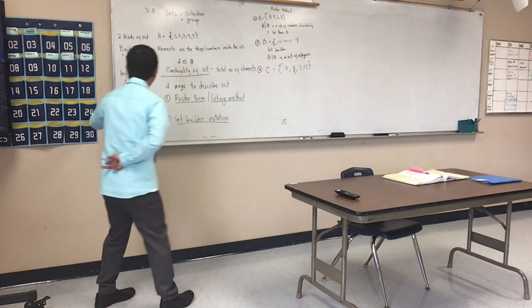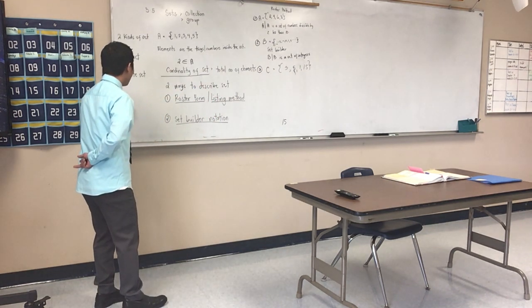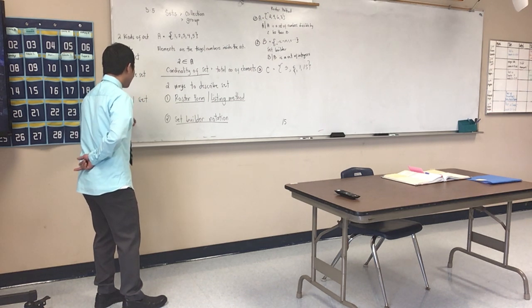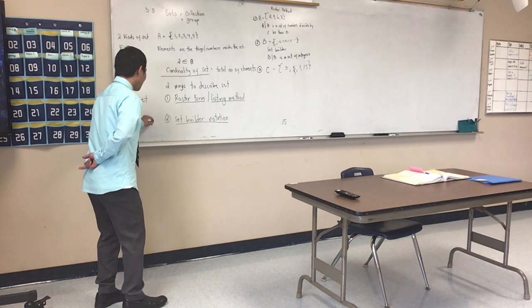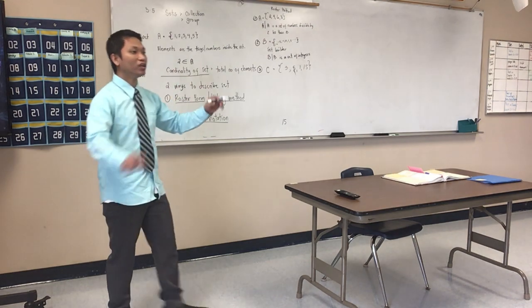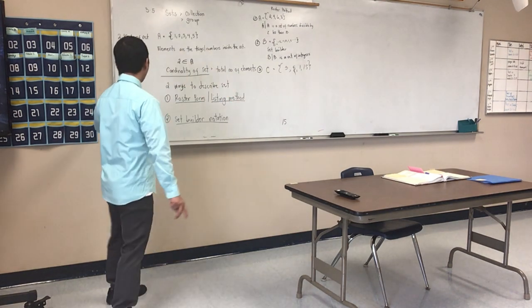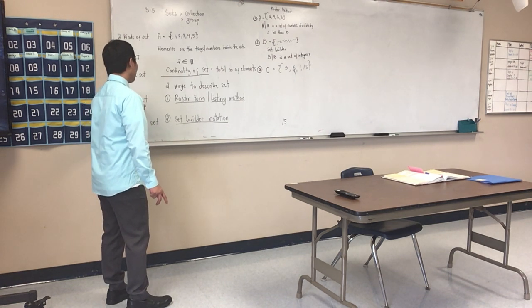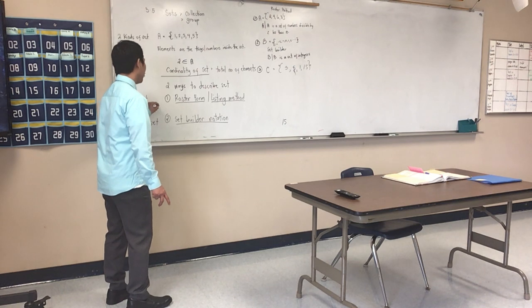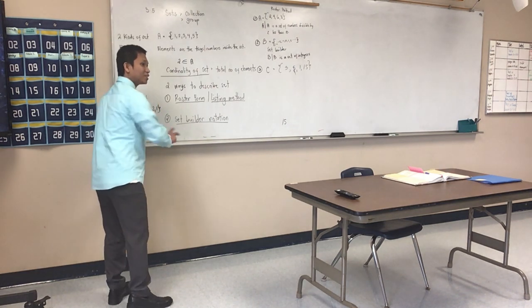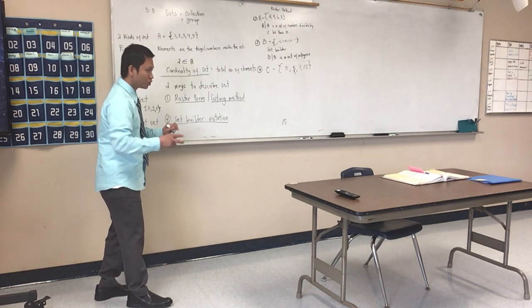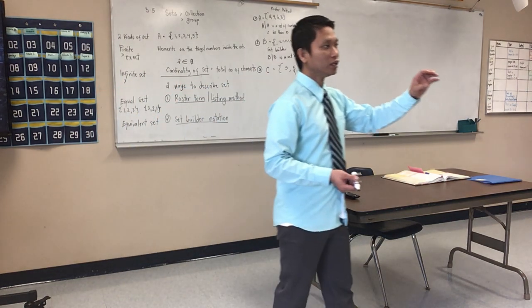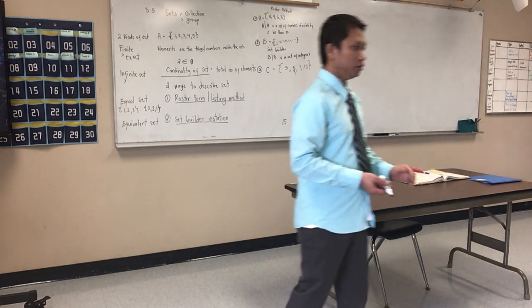We have what we call the equal set, and we also have what we call the equivalent set. When we say equal set, for example, we have 1, 2, 3, and the other set is 3, 2, 1. These two sets are just the same, so they are called equal sets. The elements are just written not in order.